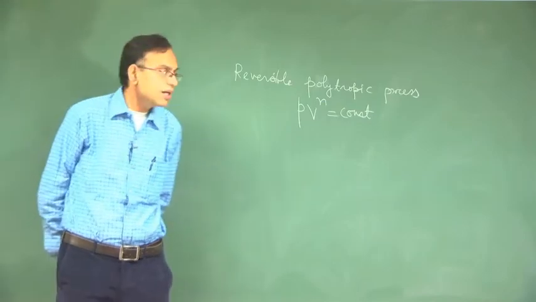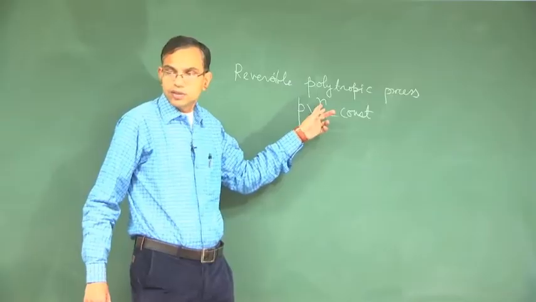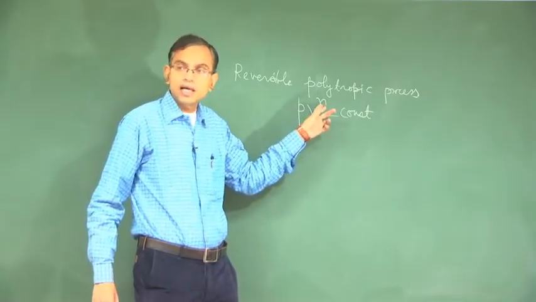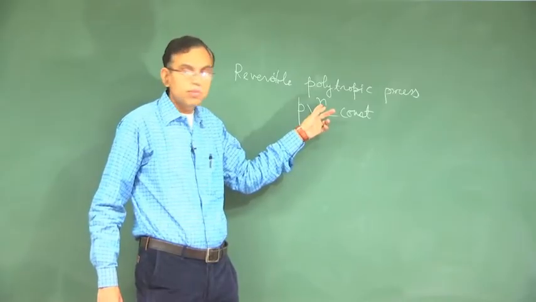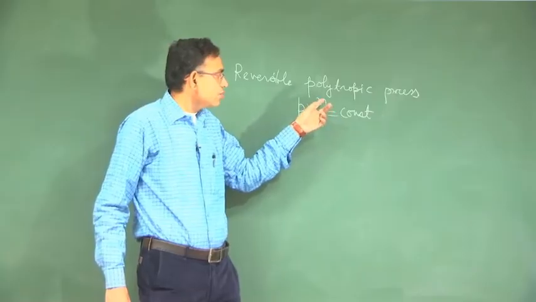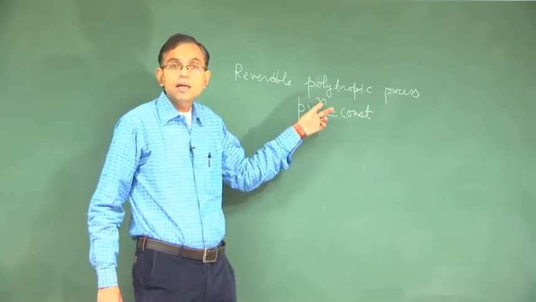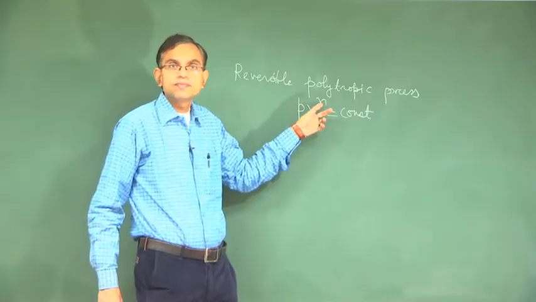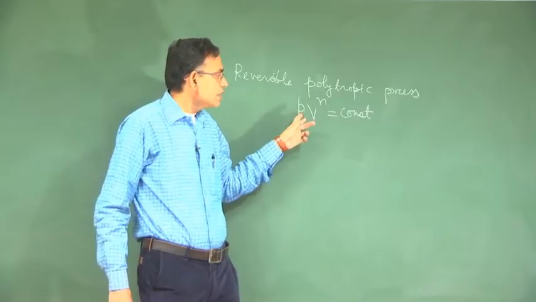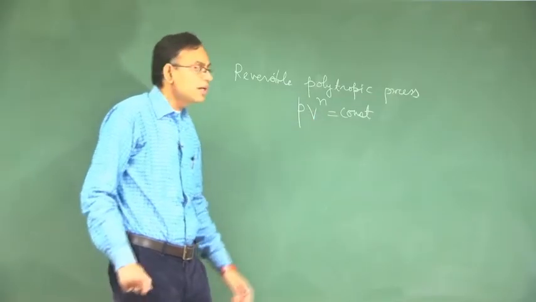I give you some examples. When n is equal to 1, it is a reversible isothermal process of an ideal gas, the so-called Boyle's law. When n is equal to Cp by Cv, that is a reversible adiabatic process of an ideal gas, and when n is equal to 0, it is a constant pressure, reversible isobaric process.